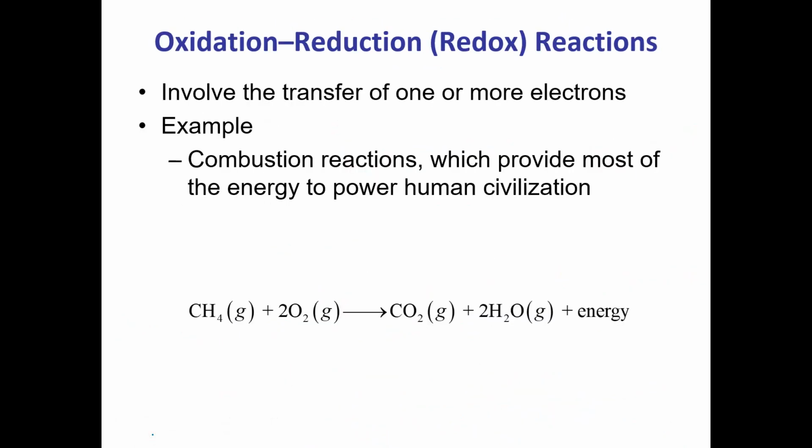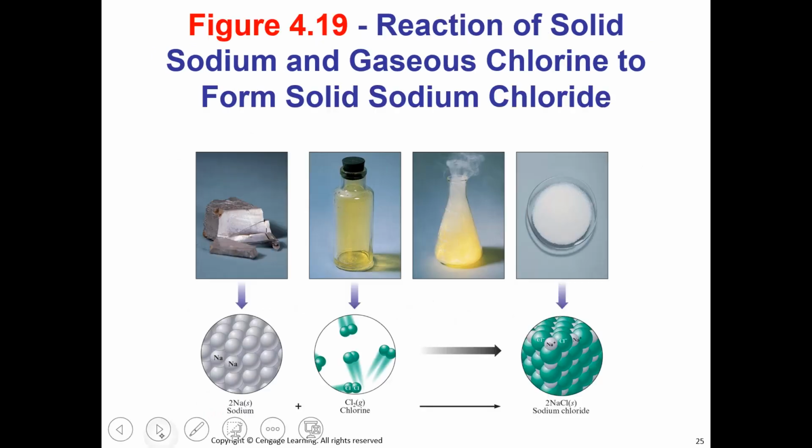The last type of reaction we need to talk about is an oxidation-reduction reaction. So oxidation-reduction reactions also sometimes get called redox reactions. So in a redox reaction, we have the transfer of one or more electrons. One example of this is a combustion reaction, where we burn things. Once we talk about how to label oxidation-reduction reactions, we can come back and see how this is an oxidation-reduction reaction.